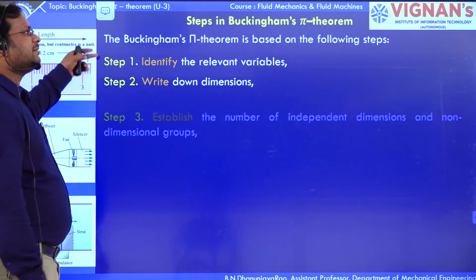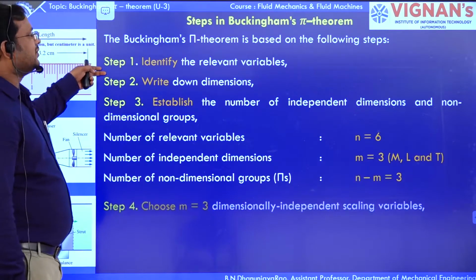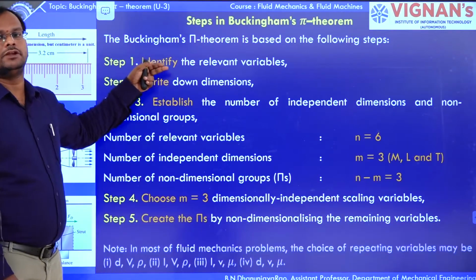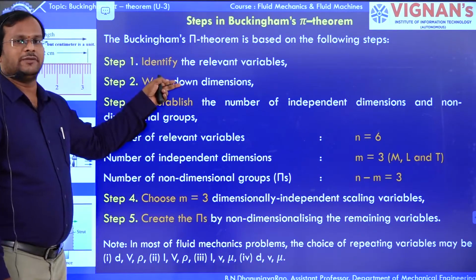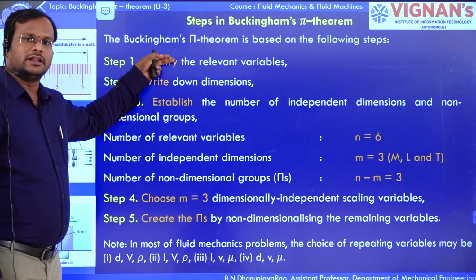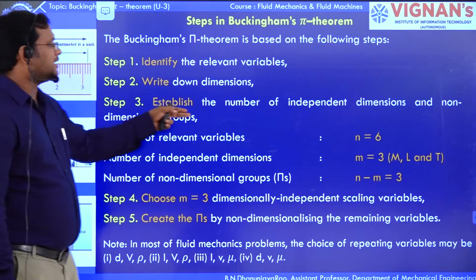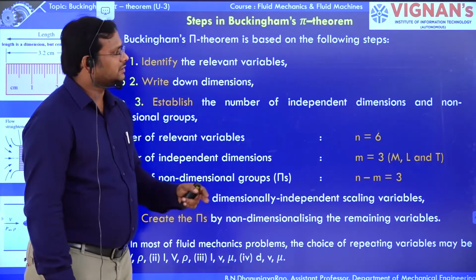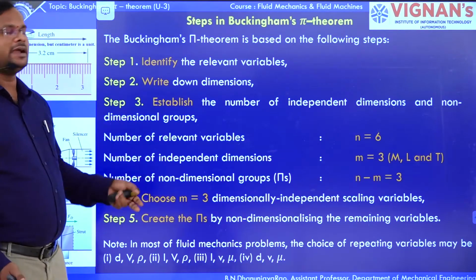Here are the steps in Buckingham's pi theorem. In step 1, we need to identify the number of variables involved in the particular phenomenon. Step 2, write down the dimensions of the variables involved in that phenomenon. Step 3, establish the number of independent dimensions and non-dimensional groups. Non-dimensional groups means pi terms.